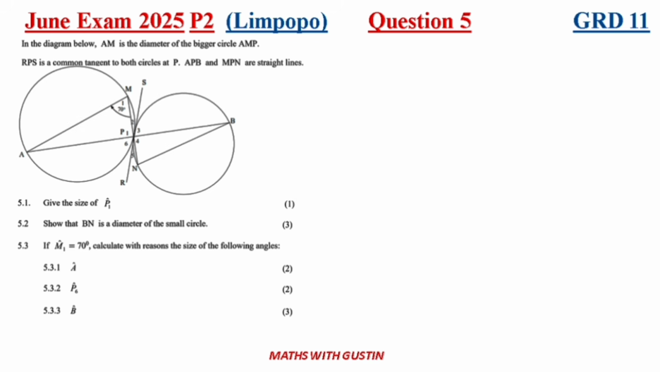Right, so let's see. Question 5 says, in the diagram below, AM is a diameter. The way I teach Euclidean geometry, because a lot of learners found it very difficult, is that whenever there's a term, it tells us which angles to look for. So they are saying diameter.